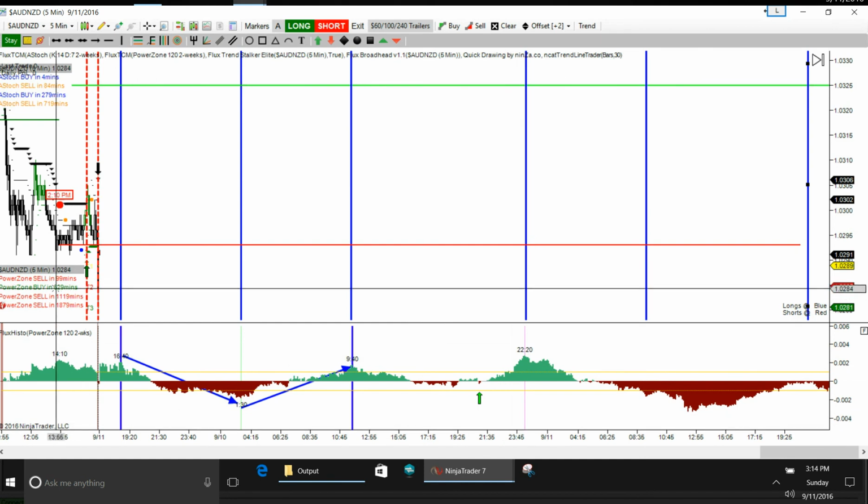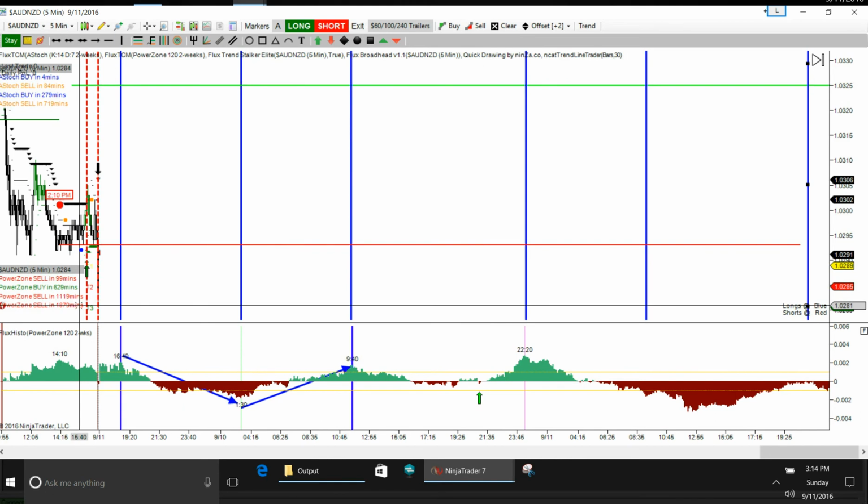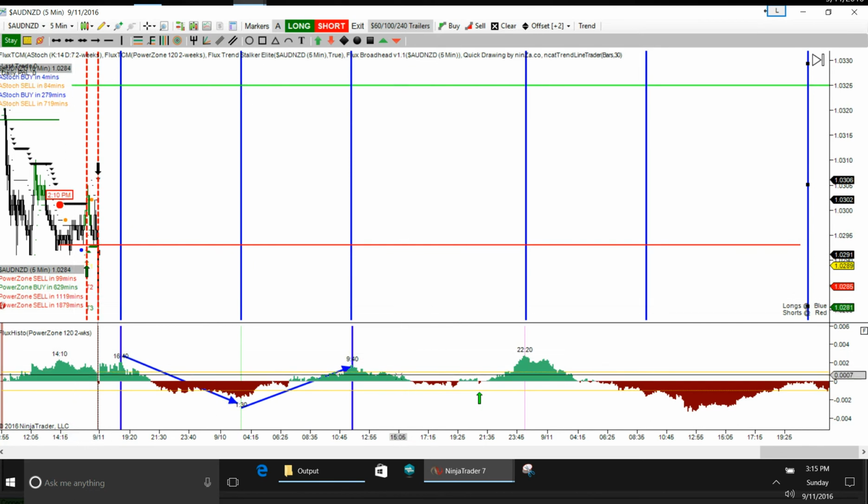Okay, because you can see the power zone over here. You got 3 out of 4 sells on this pair coming up. Sell, buy, sell, sell. All right, traders. So that's the Aussie New Zealand.